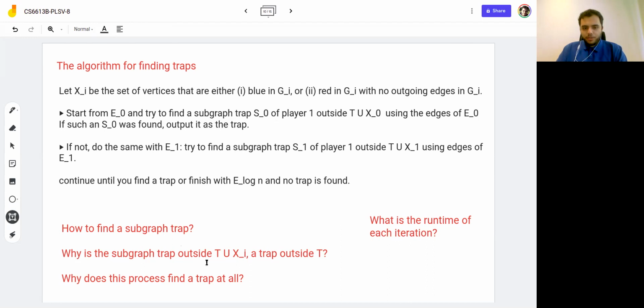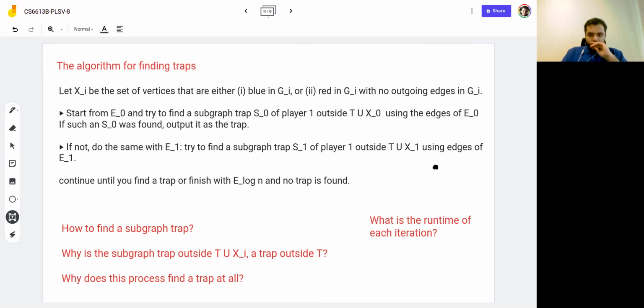And why is this subgraph actually a trap? So I have this subgraph trap, which is inside the graph GI, and it's trapping player 1 away from T and Xi. So why does it trap player 1 from T in the original graph, in the large graph? And the answer again has to do with the definition of Xi. The way that I defined Xi made sure that player 1 is not only trapped inside this set S, but also trapped inside the small graph GI. So he can never exit GI, so it's definitely a trap outside of T as well.